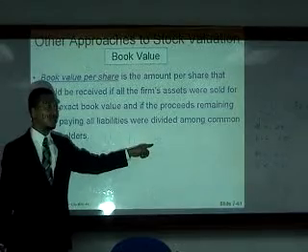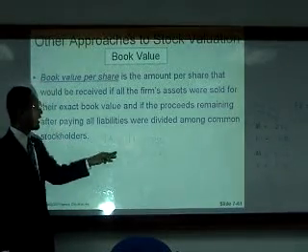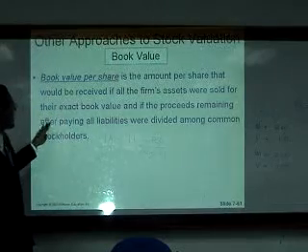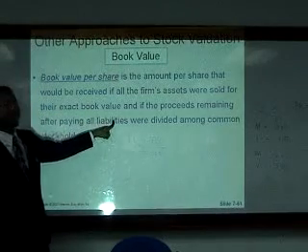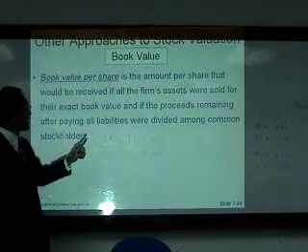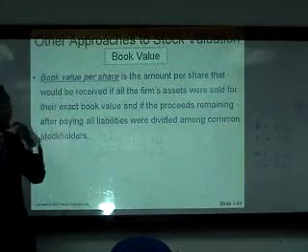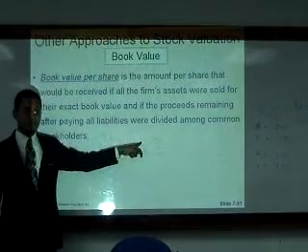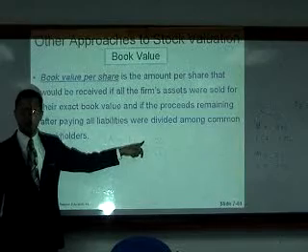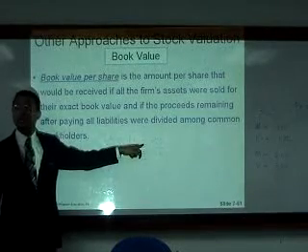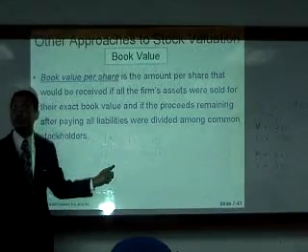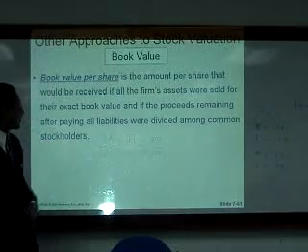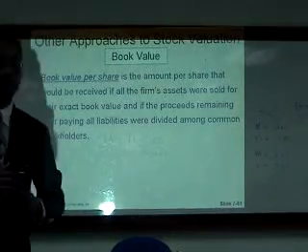Liabilities minus total preferred stock, then we divide by the number of shares. The proceeds remaining after paying all liabilities are divided among common stockholders. Don't forget, you have to minus preferred stock first if you want to pay common stockholders.